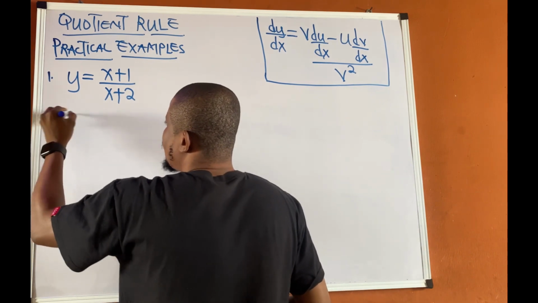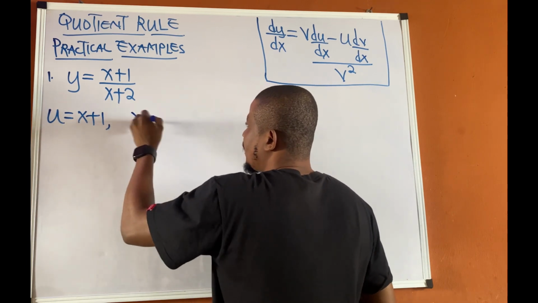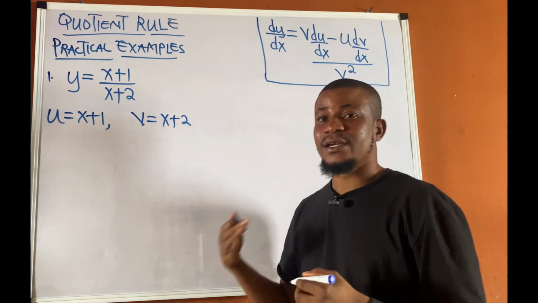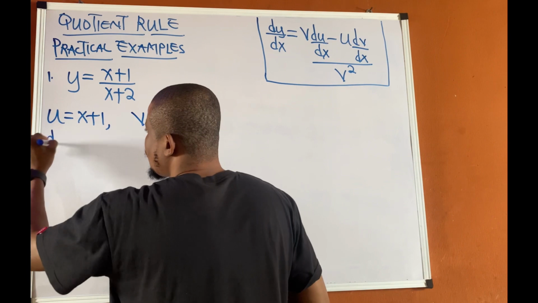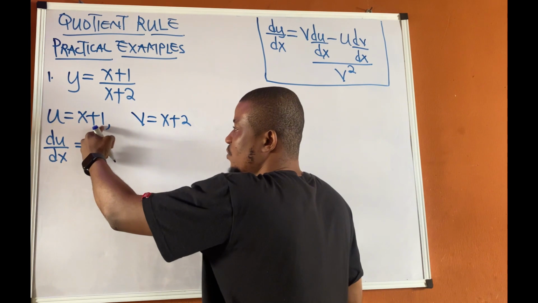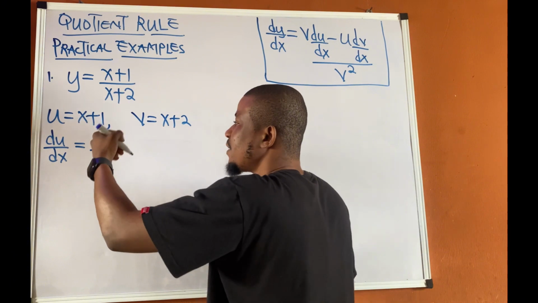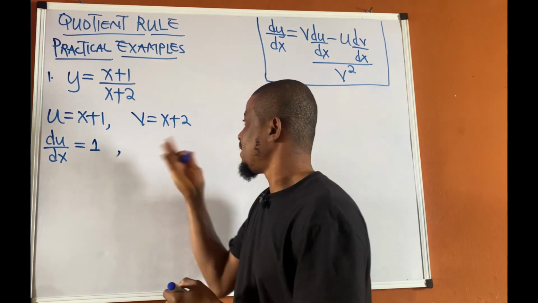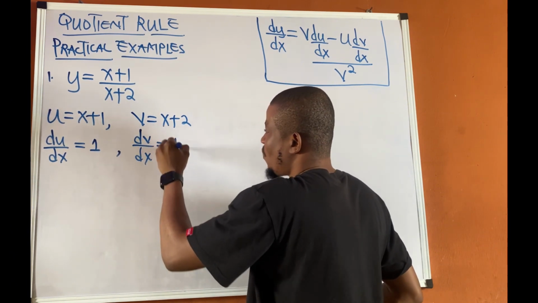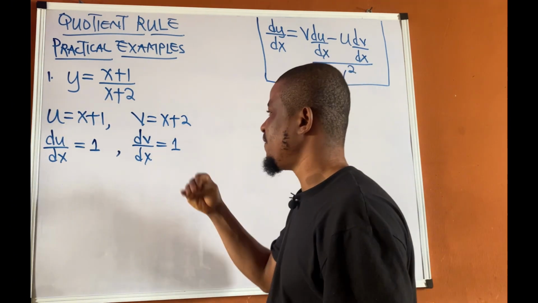We have our u, our numerator, to be x plus 1, and then also identify your v, x plus 2. The next step is now to differentiate u and v. So differentiate u with respect to x. Now, remember how to differentiate algebraic functions. If you differentiate x, it is 1, and when you differentiate a constant term, it is equal to 0, right? And next, we find our dv/dx. When you differentiate x here it is 1, and when you differentiate 2 it is 0. Alright, so we've gotten our du/dx and our dv/dx.